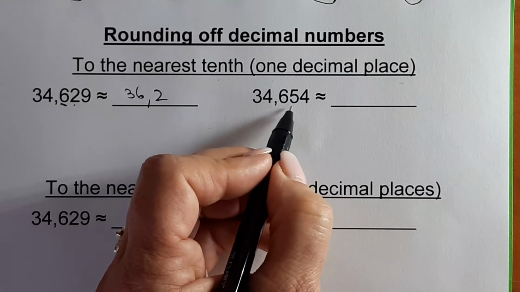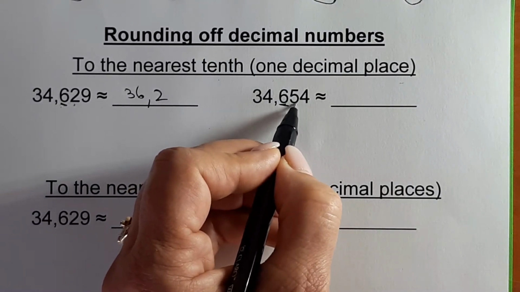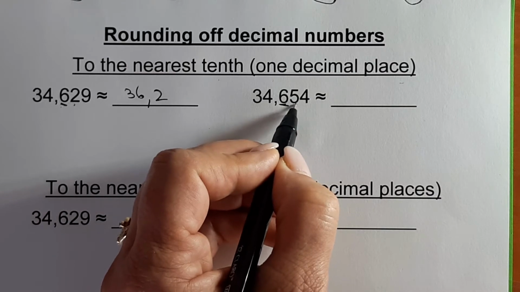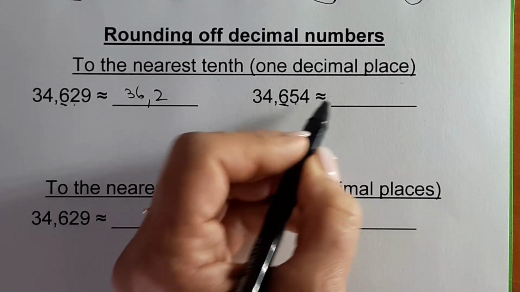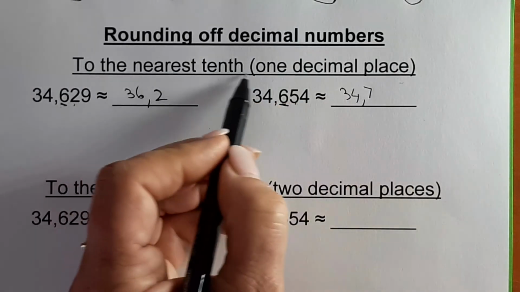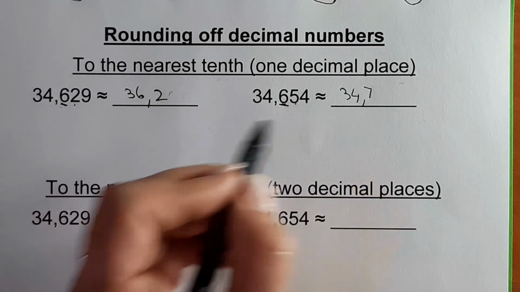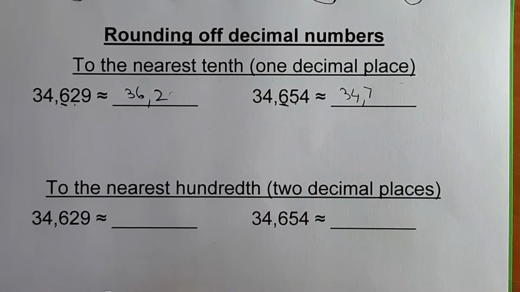Look at the next one. Knock, knock. Who's knocking at my back door? 5 or more. So raise the score. So you raise the score, it will be 34,7. They only ask for 1 decimal place. So don't write a 0 there at the back. It's only 1 decimal place.